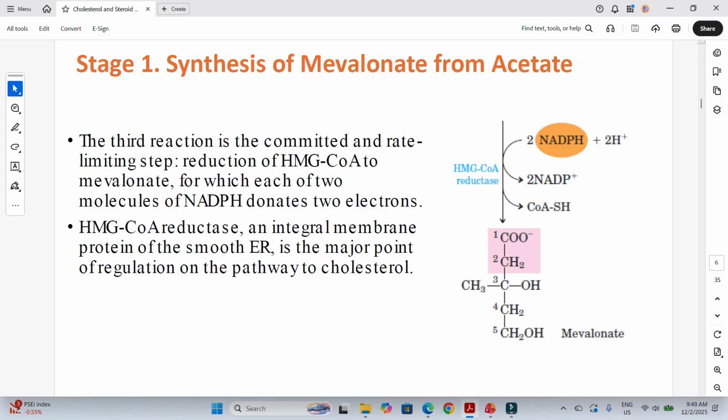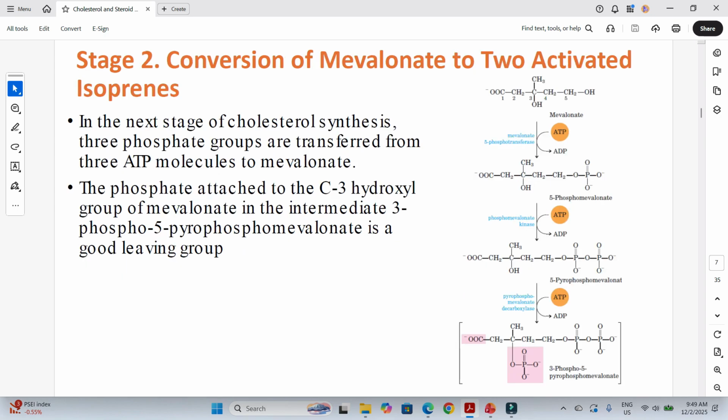Now, HMG CoA reductase, an integral membrane protein in the smooth endoplasmic reticulum, is the major point of regulation on the pathway to cholesterol. This is a recurring theme in metabolism. The slowest step in the mechanism, the rate limiting step, the committed step, is the point of regulation or control for the pathway. Okay, so now we have mevalonate. What is the second stage of the biosynthesis of cholesterol? The conversion of mevalonate to 2 activated isoprenes.